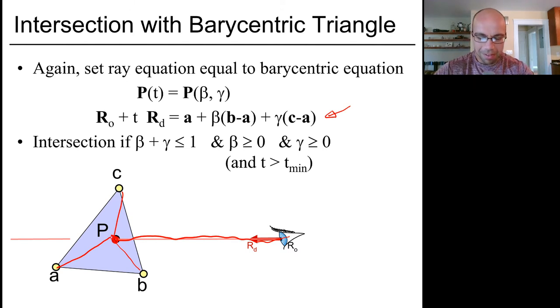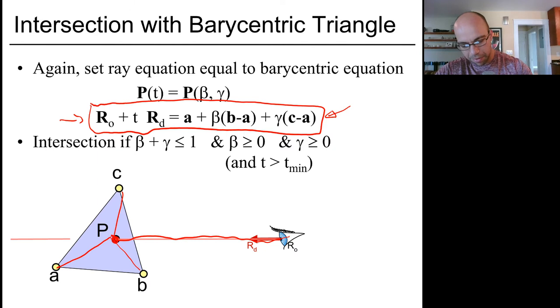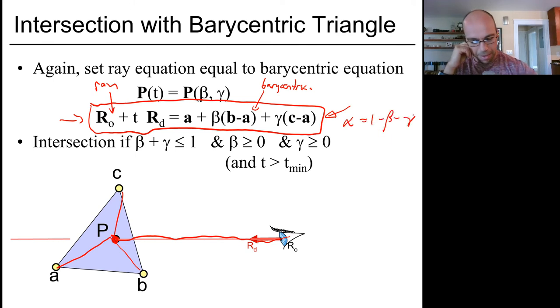In other words, when I intersect my ray with the triangle, I should satisfy the expression on the slide here: r naught plus t times rd, right? That's the position along the ray, should equal a plus beta times (b minus a) plus gamma times (c minus a). This is the barycentric expression on the triangle. So if I can solve this equation for t, beta, and gamma, I can of course again check that alpha is equal to 1 minus beta minus gamma.